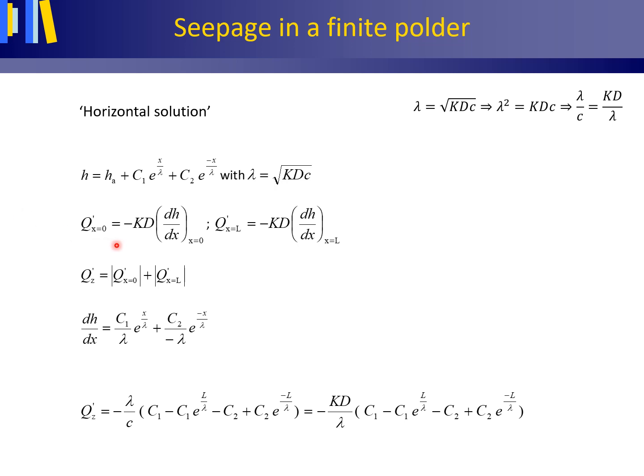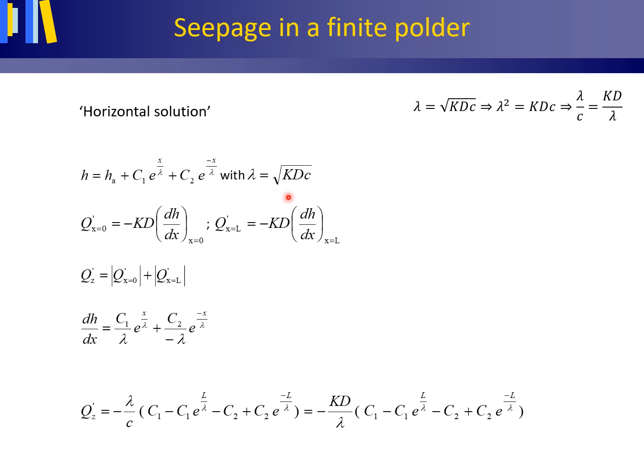Here we have the Darcy equations for water entering at axis 0 and water entering at axis L. Please recognize that as water flow is to the left here, your answer will be negative. And if you want to know your total seepage into the polder, you have to add the absolute values, thus the positive values together. The hydraulic head is stated here.